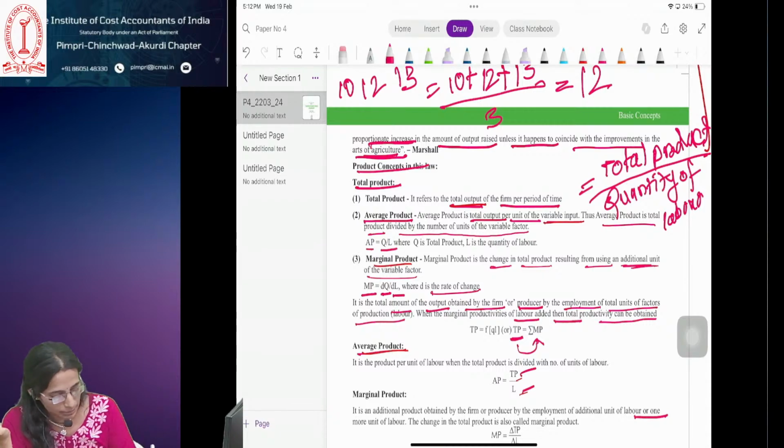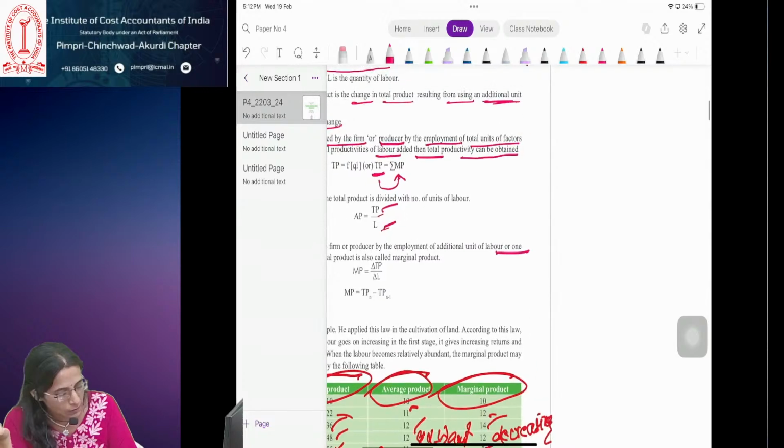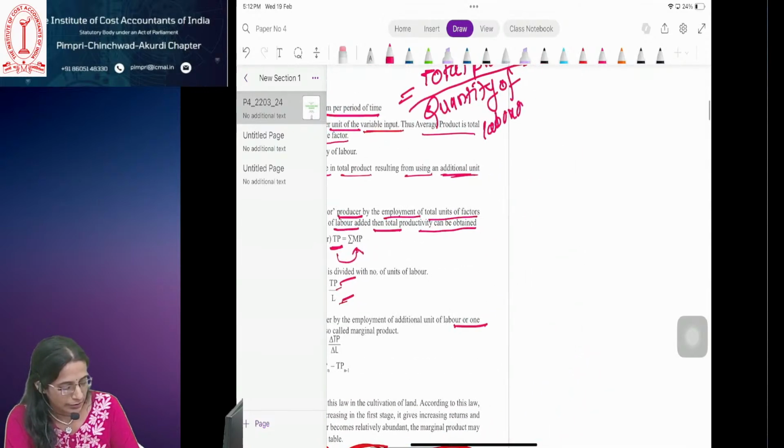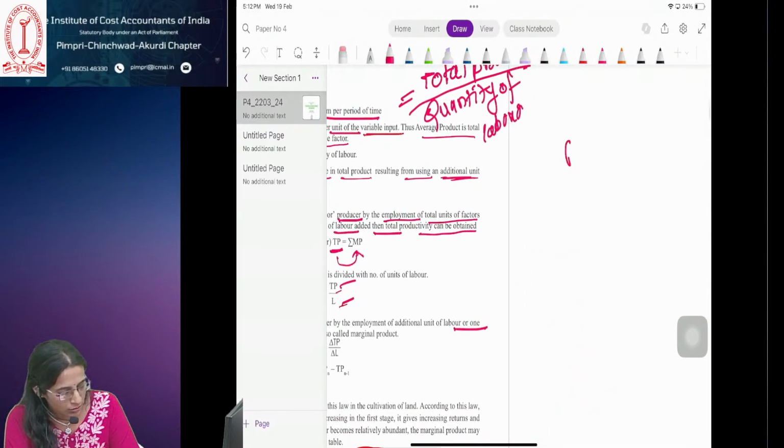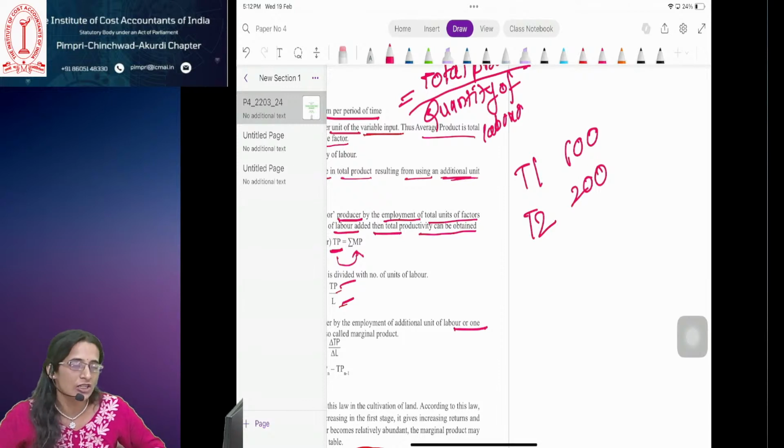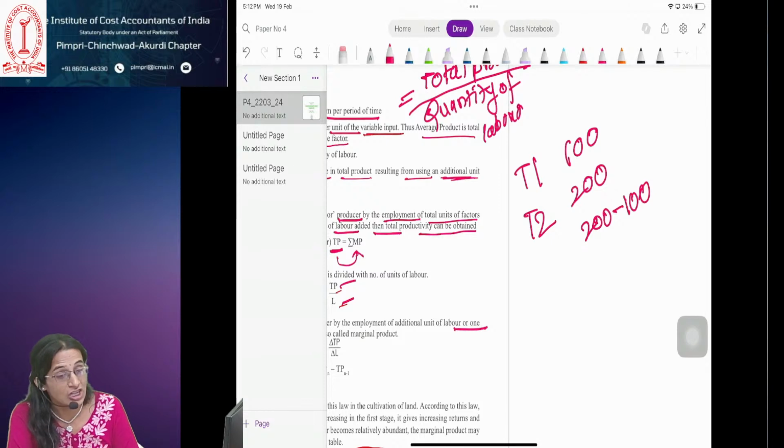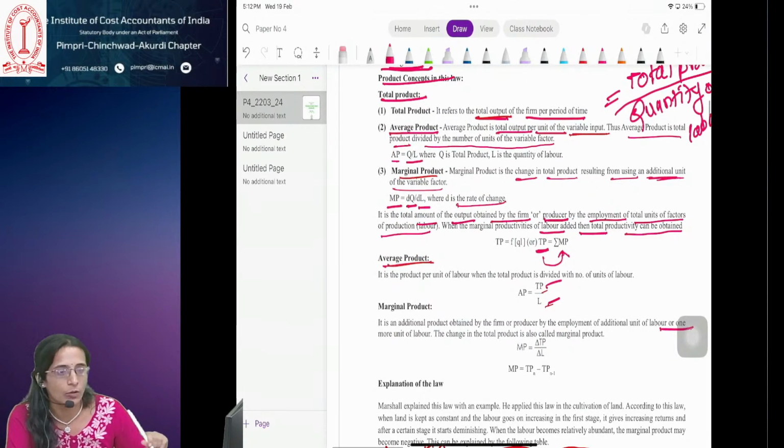Suppose the total product first was 100. Now it became 200. Total product 1, total product 2. What will be the marginal product? 200 minus 100. The change in the total product is the marginal product, right? So 100 is the change, so the marginal product will be 100. Change in the total product by changing one unit of the variable factor, right?